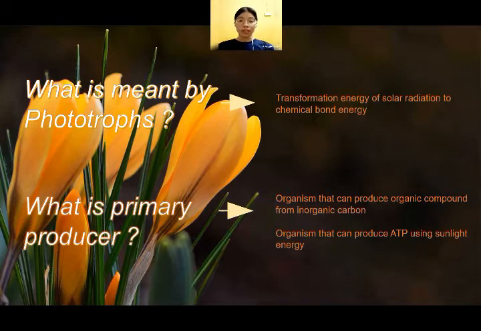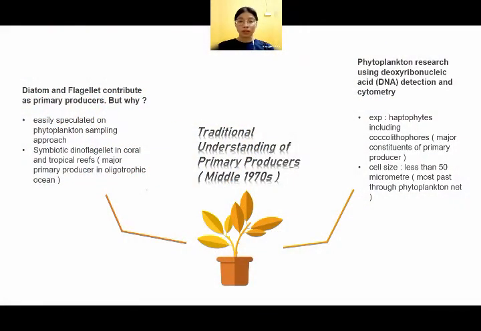In the middle of 1970, two microalgae were detected as primary producers. But why? This is because they could easily be speculated on through the phytoplankton sampling approach and the method for phytoplankton detection. Symbiotic dinoflagellates in coral at tropical reefs made them primary producers in the oligotrophic ocean. What is meant by oligotrophic ocean? The oligotrophic ocean contains low levels of nutrients and is almost free from biogenic activity.